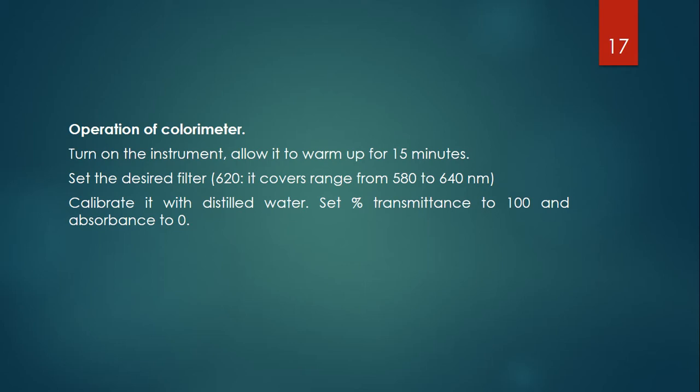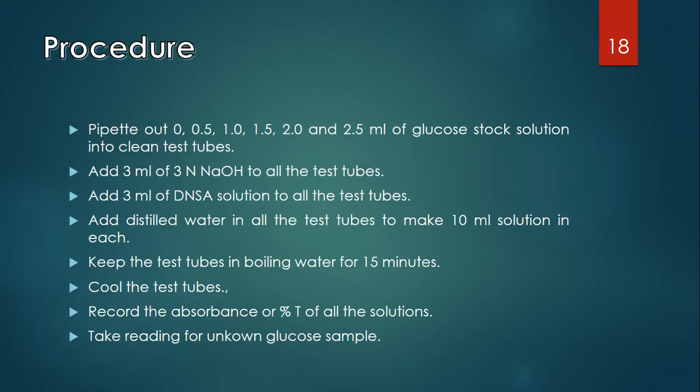Then calibrate it with distilled water. So set percentage transmittance to 100 and absorbance to 0. Now let us see the procedure. So we have to take clean and dry test tubes and pipette out 0, 0.5, 1, 1.5, 2 and 2.5 ml of glucose stock solutions into each of the test tubes.